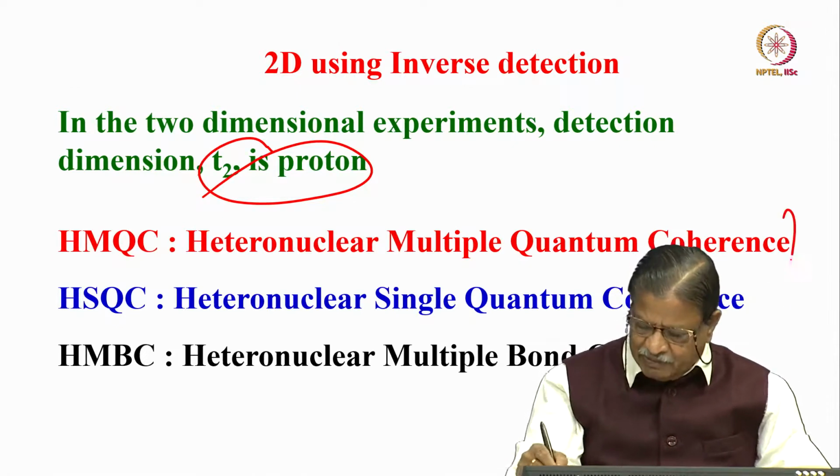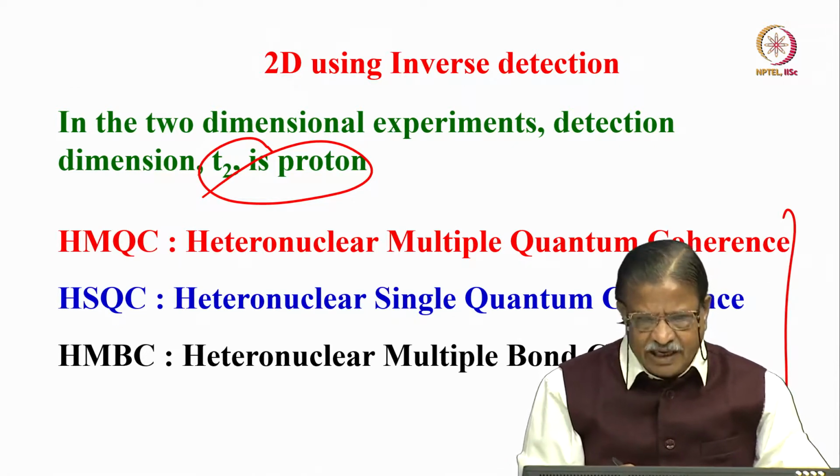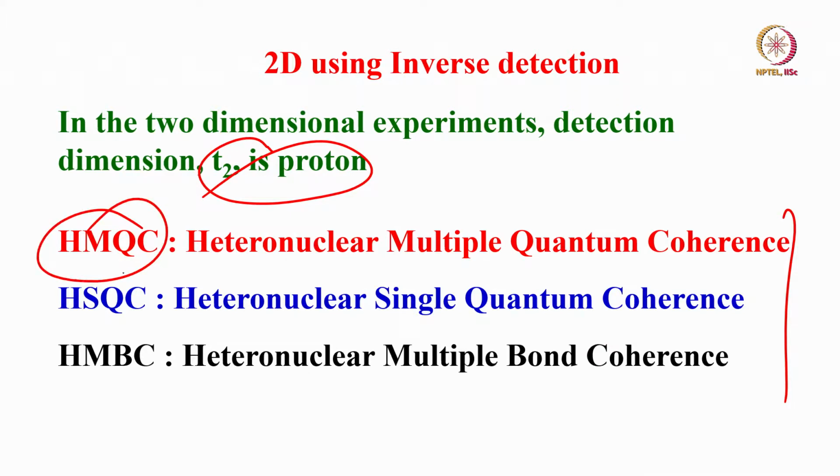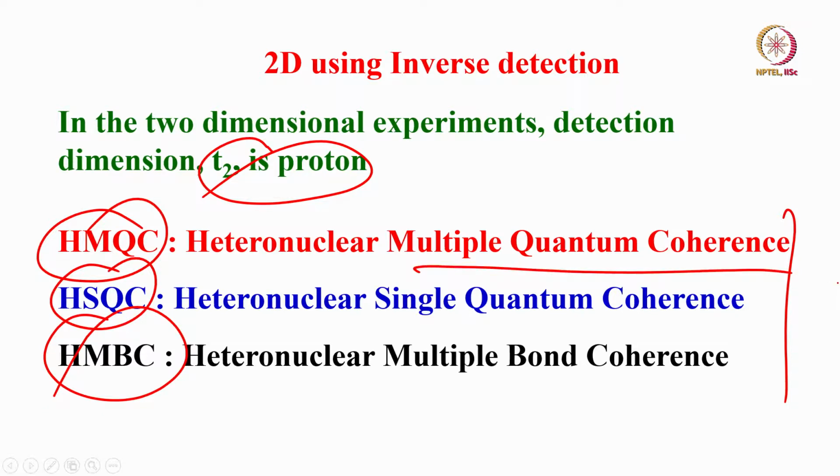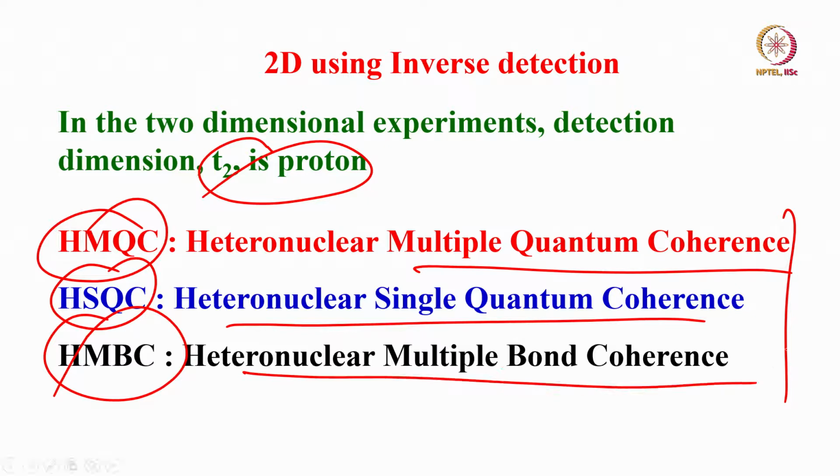So there are various experiments like this identified. They are called HMQC, HSQC, HMBC, etc. These stand for heteronuclear multiple quantum coherence, heteronuclear single quantum coherence and heteronuclear multiple bond coherence. There are varieties of modifications of these experiments. Okay, so we quickly look at HSQC and HMBC today.